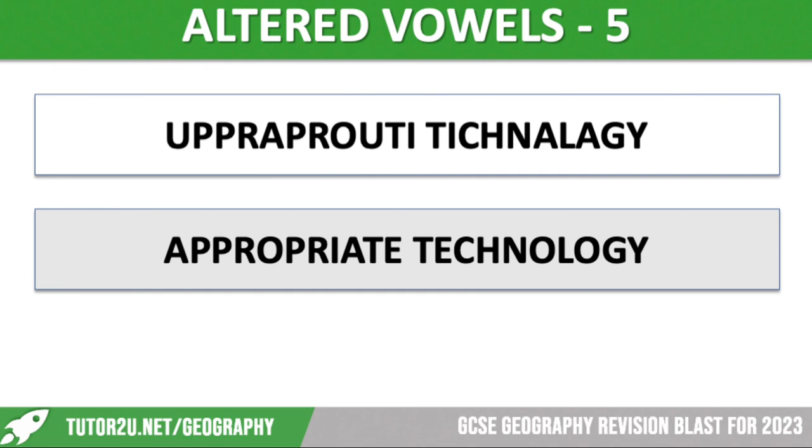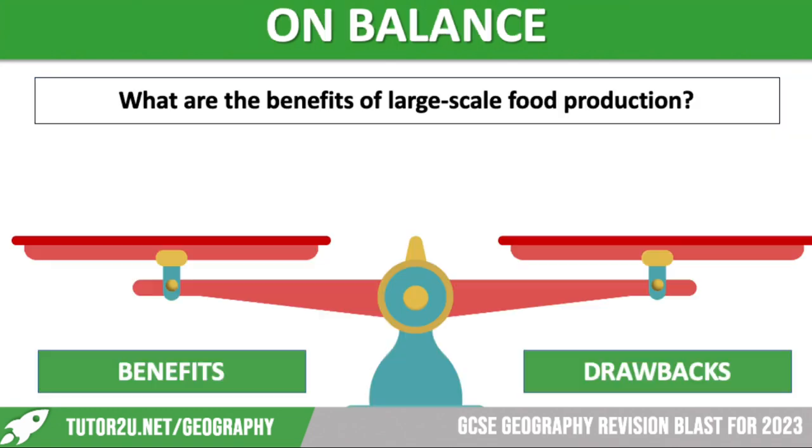Okay, now moving away from the idea of appropriate technology, in lots of countries, we are seeing large scale food production through huge agribusinesses, which are very expensive and they use lots of inputs, so irrigation systems and chemicals. What we want to think about are what are the benefits of large scale food production and what are the drawbacks. So what I would like you to do with this on balance activity is to pause the video for a couple of moments and note down two benefits of large scale food production. When you've got two benefits down, restart the video and we will see what you've come up with.